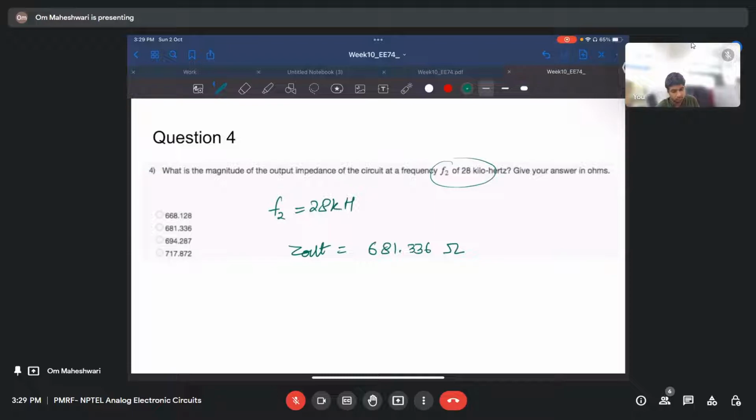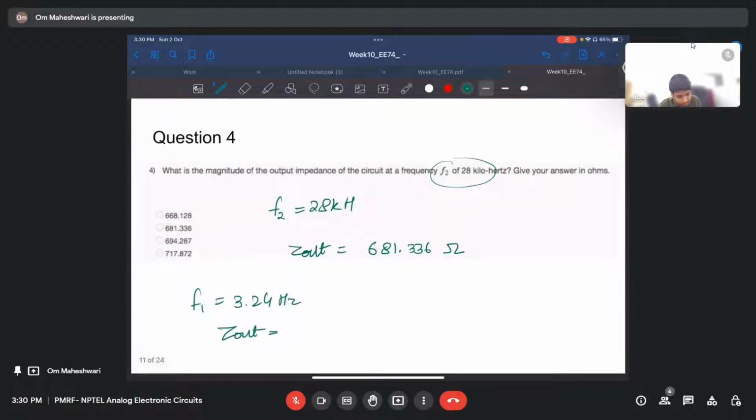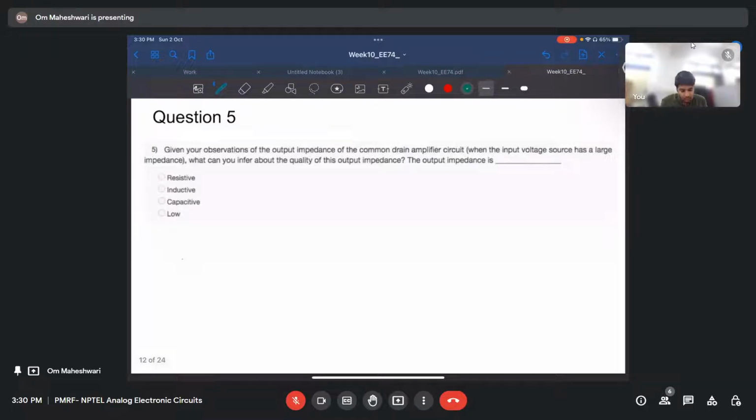Okay. So earlier we had F1 equal to 3.2 gigahertz, and Z out was 42.99 kilohertz. So if you see, when frequency is reducing, Z out is also reducing. So the fifth question is exactly asking this.